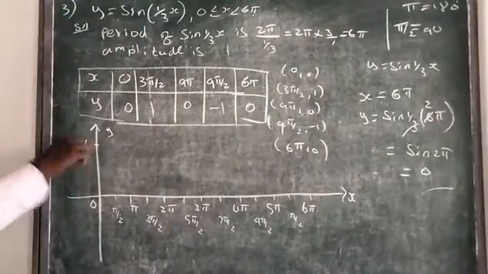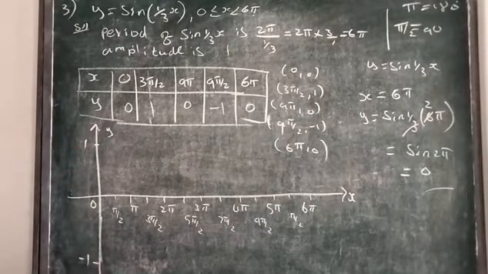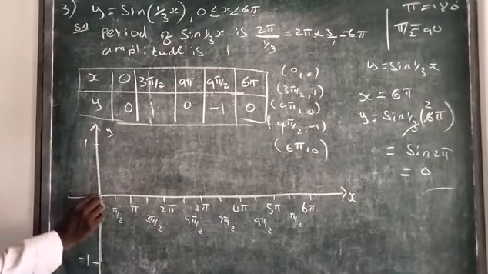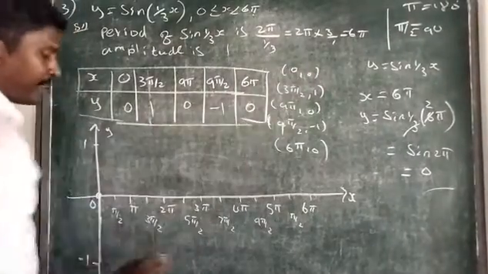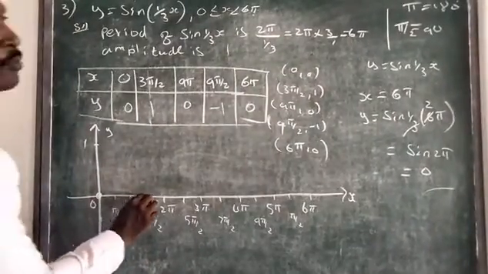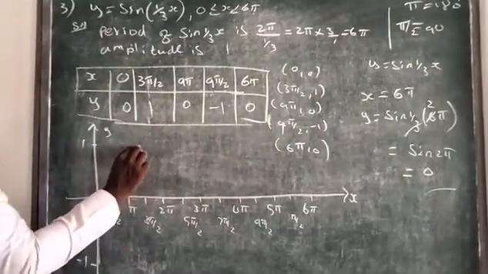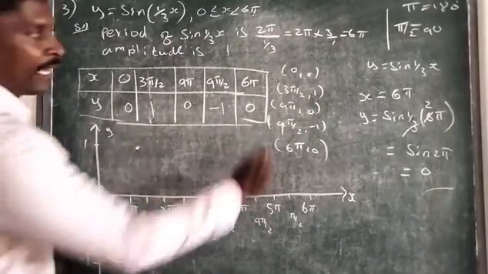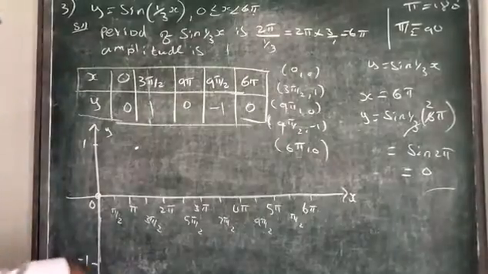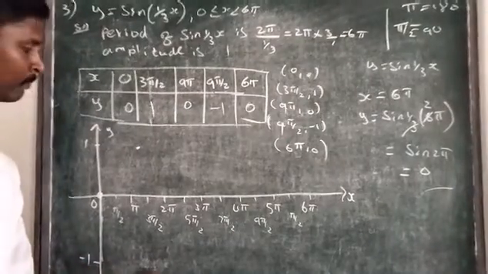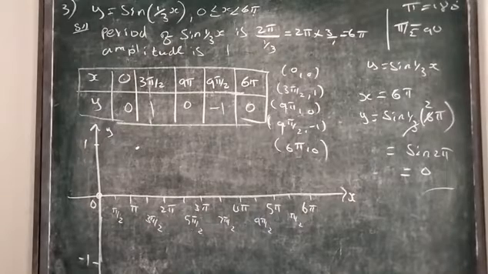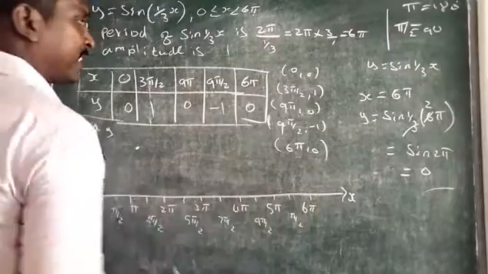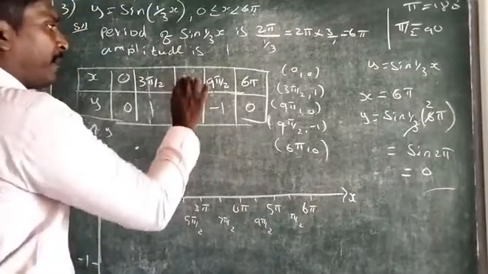If you take 1 here, then you can take minus 1 in the y value. This is the origin, (0, 0). When x is 3π/2, y is 1, so mark the point here at 1. Then x is 9π. Where is the 9π? 9π is more than 6π, so better to take 3π here.